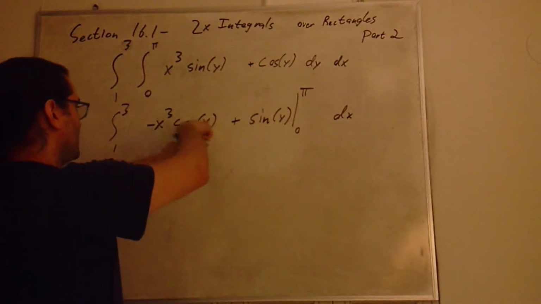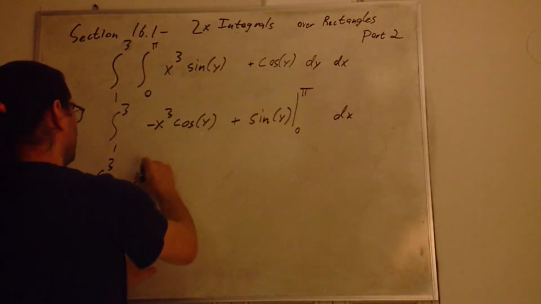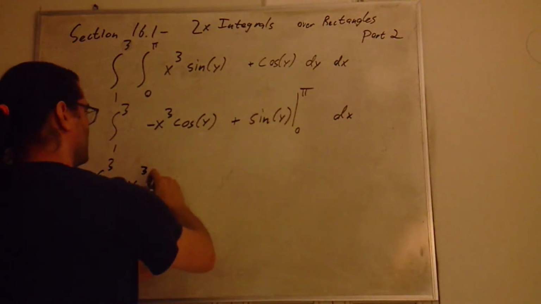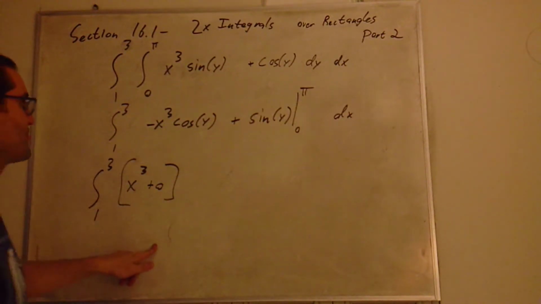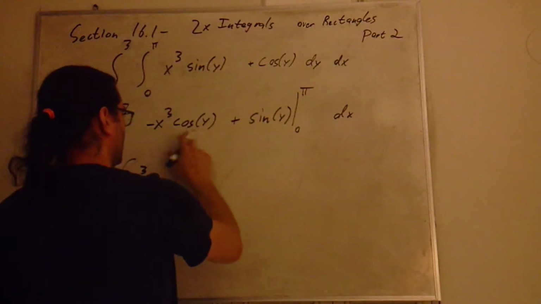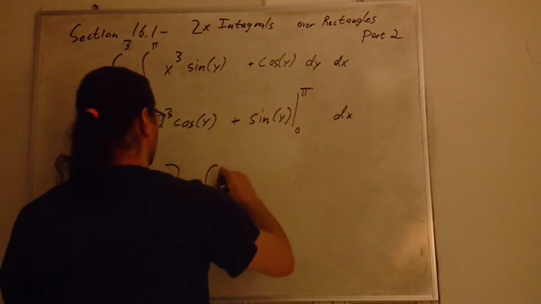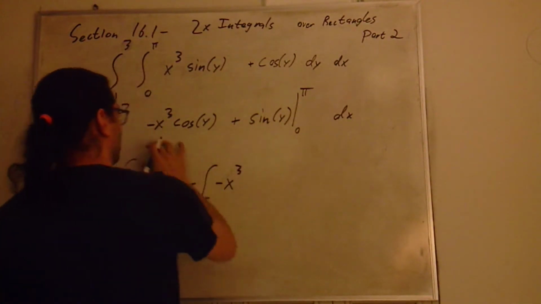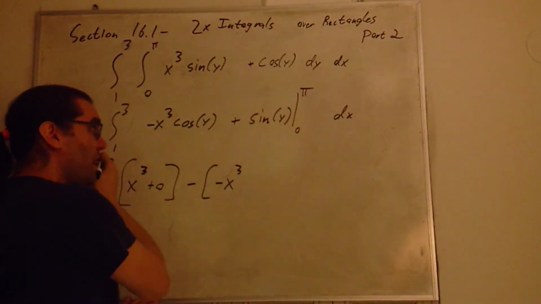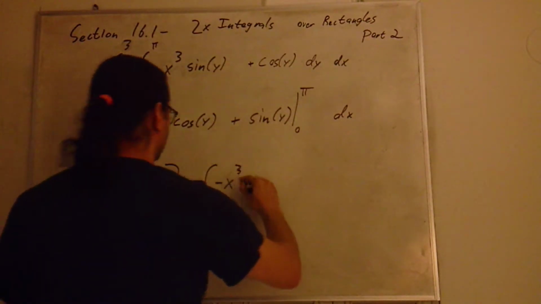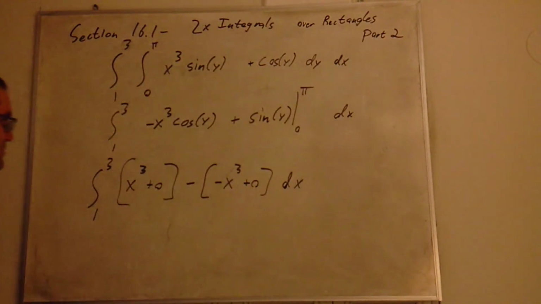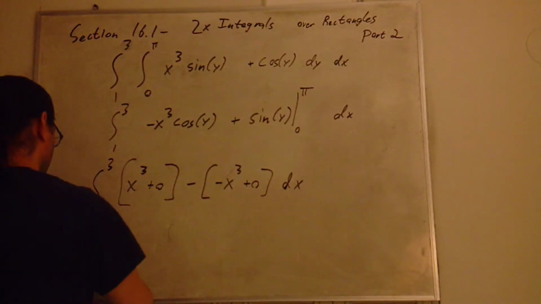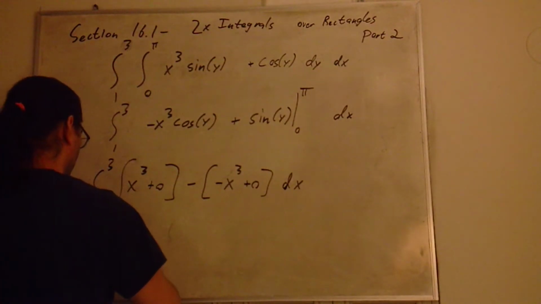Cosine of pi is negative 1, so this is going to be a positive x cubed. Sine of pi is 0. So that's the evaluation at pi. Evaluating this at 0 is going to give me positive 1. So minus negative x cubed here. Evaluating sine at 0 is still just 0. So I think this should give me 2x cubed. So the integral from 1 to 3 of 2x cubed dx.